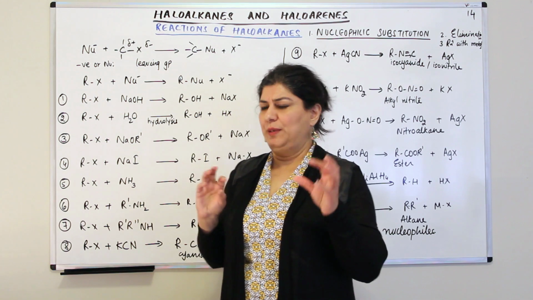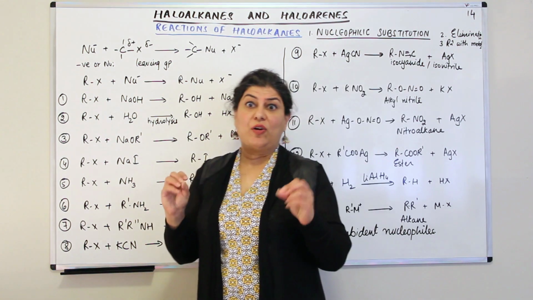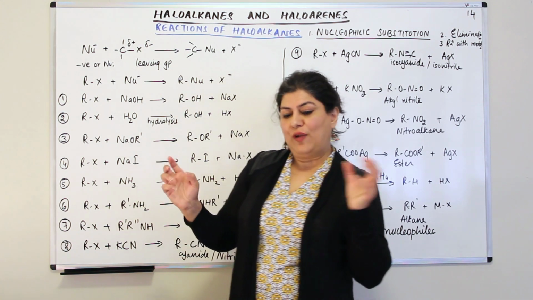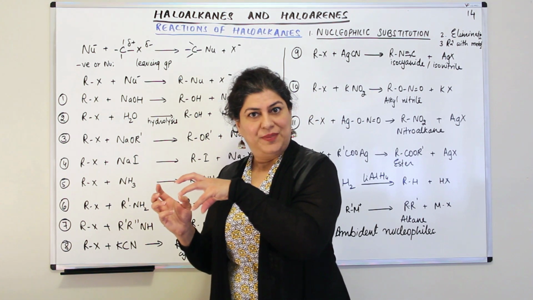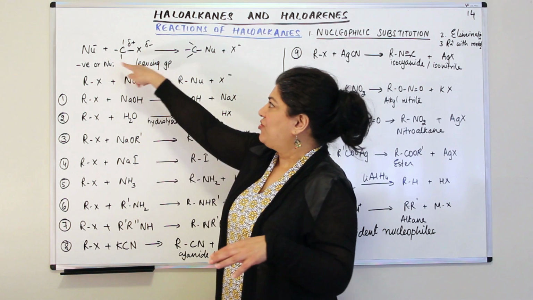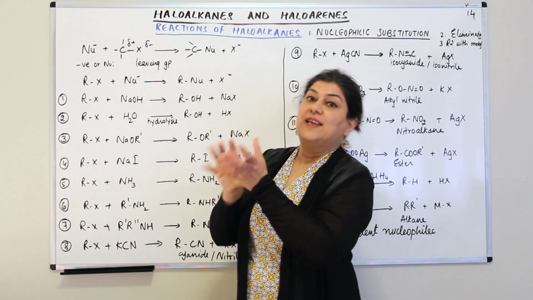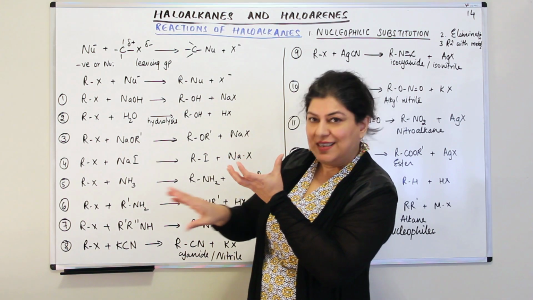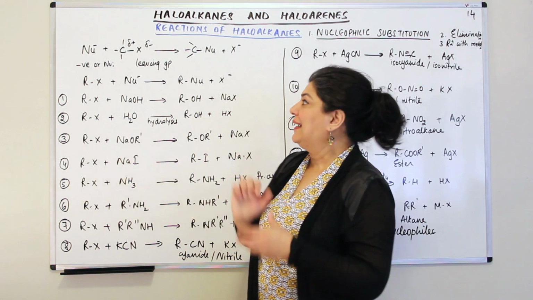Right? Just a little terminology that you should be aware of. The halogen is the leaving group and the nucleophile is the attacking reagent. It is attacking, and the substrate on which it will come and attack is the haloalkane, while the halogen in the haloalkane is the leaving group, the group that will leave.